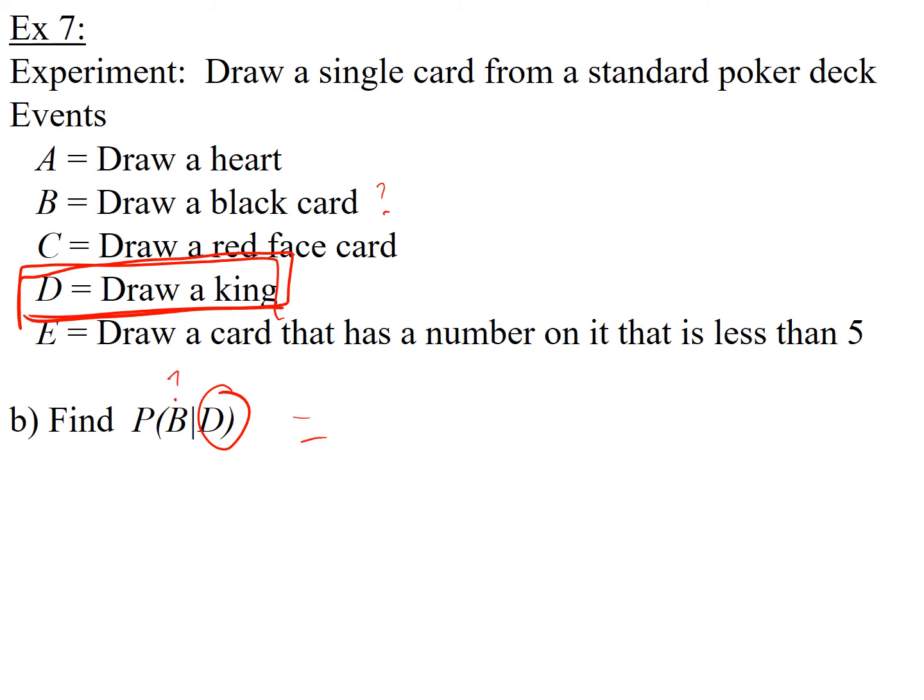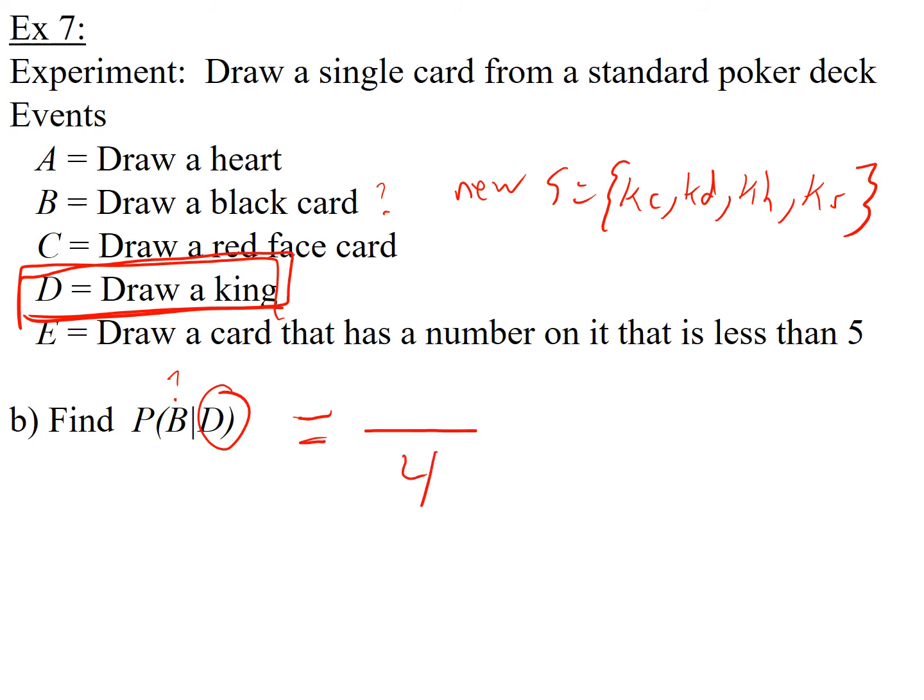Because you told me it was a king, it can't be any of the 52 cards. It can only be one of the 4 kings. So the new sample space is now the king of clubs, king of diamonds, king of hearts, and king of spades. Has to be a king, and there's only 4 kings in the deck. So that's my new sample space. Don't think about any other cards for the rest of this problem besides those kings. So the bottom number is 4, because there's 4 things in there total.